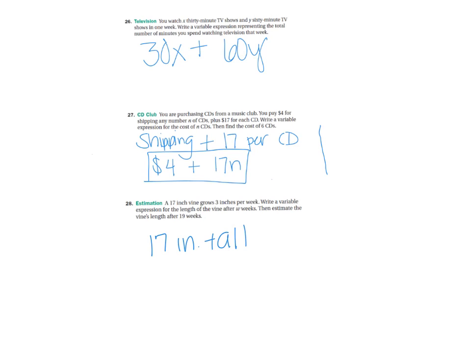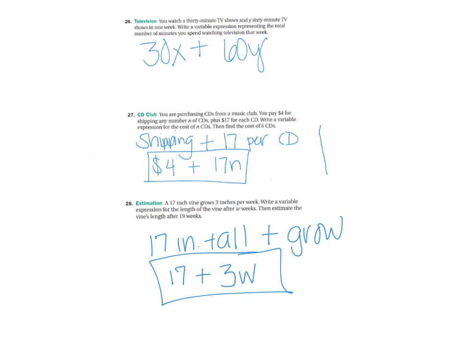plus it's going to grow. Let's come up with our variable expression. If it's currently 17 inches tall, plus it grows 3 inches per week. If it grew for 4 weeks, we'd multiply 3 times 4. If it grew for 10 weeks, we'd multiply 3 times 10. But we're simply told that it grows for W weeks, so we'll multiply 3 times W. Now we have our variable expression.